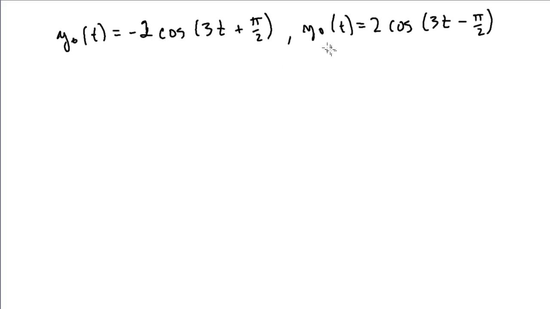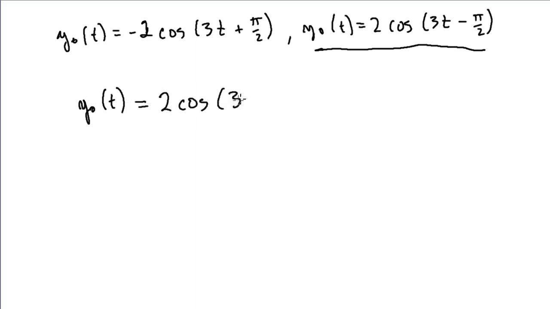So we typically prefer to write these sinusoids with positive amplitudes. So the solution in this case, the zero input solution that satisfies the initial conditions, would be 2 cosine of 3t minus pi over 2, or if you prefer to express the phase angle in degrees, minus 90 degrees.